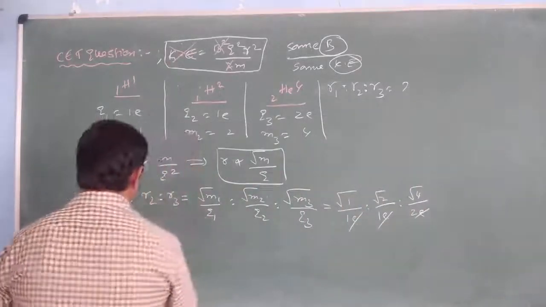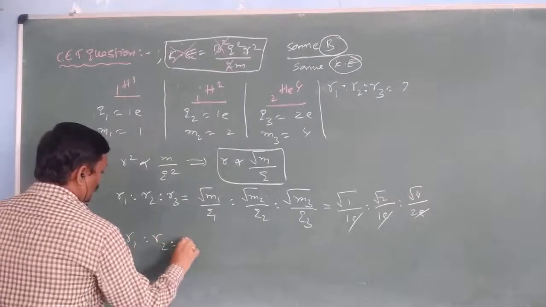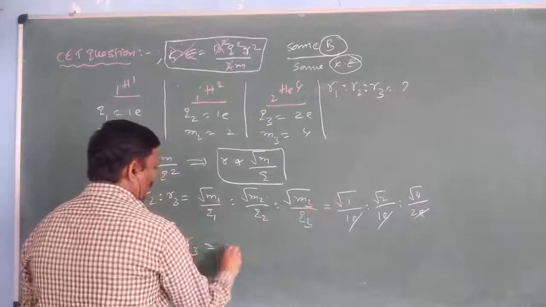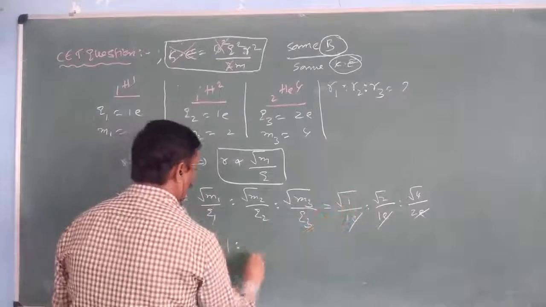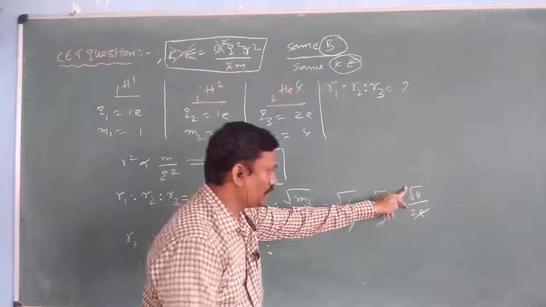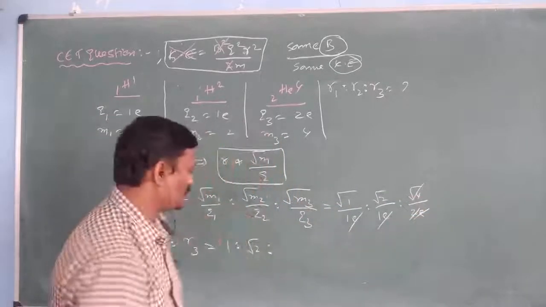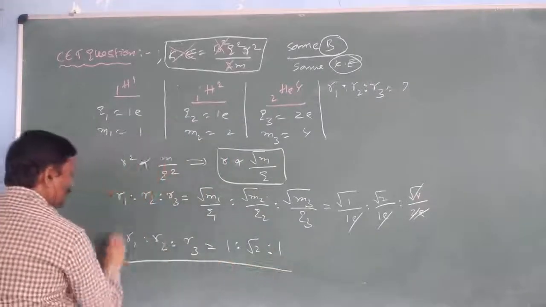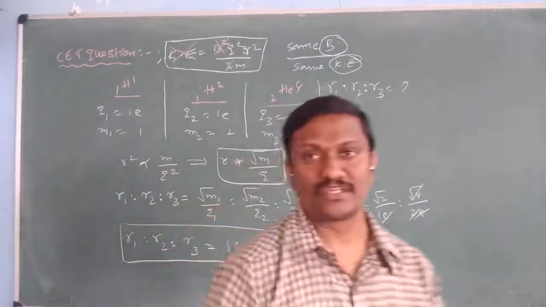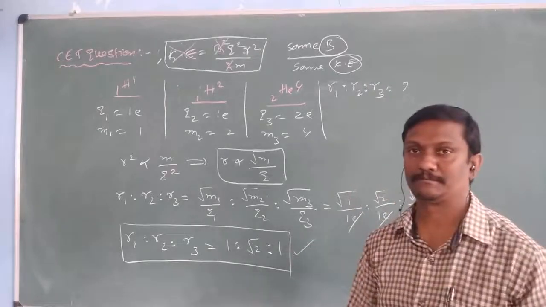So the radius ratio r1 is to r2 is to r3. Root 1 means 1, root 2, and third, root 4 means 2. So root 4 means 2, and the denominator is also 2, so 2 cancels 1. So the radius ratio of all the three particles, the proton, deuterium and alpha particle, becomes 1 is to root 2 is to 1. It is very, very important.